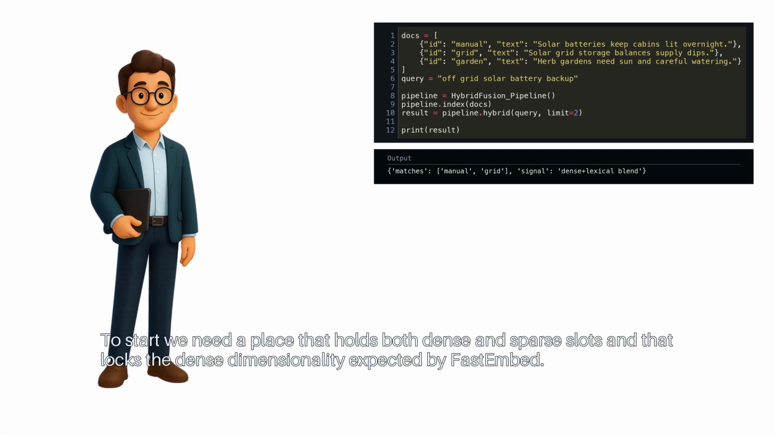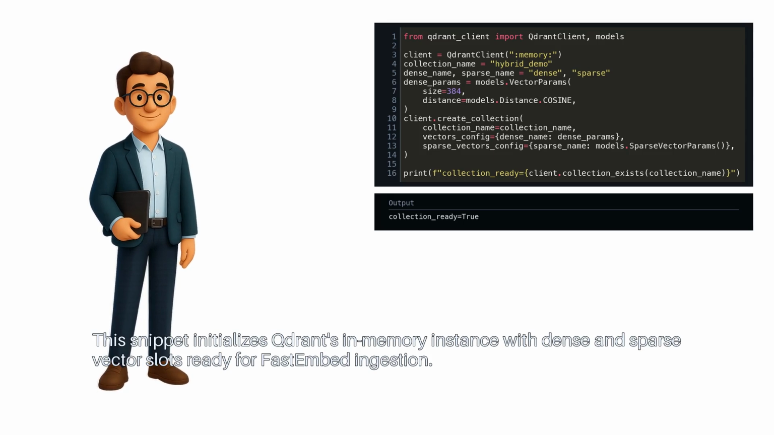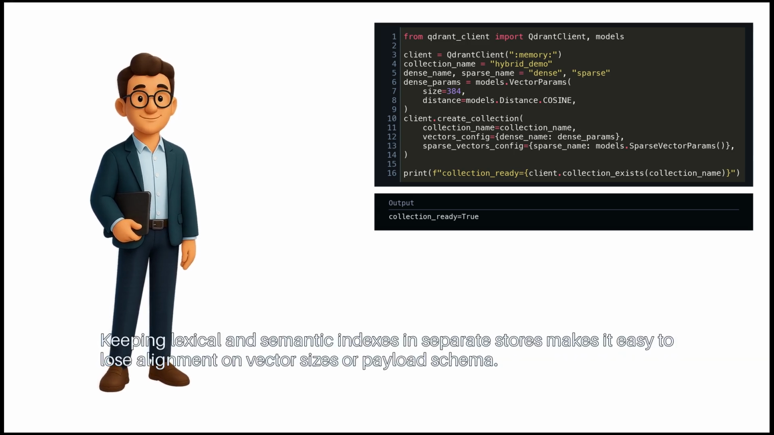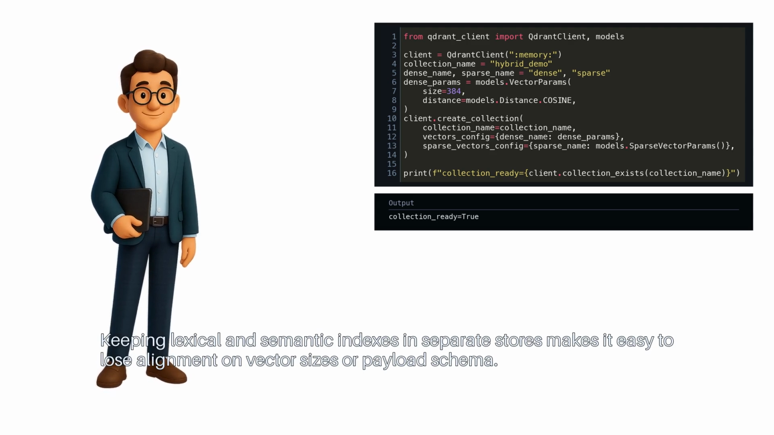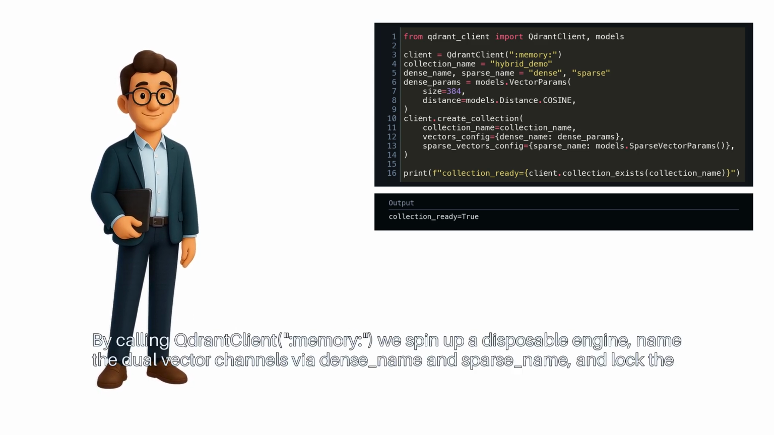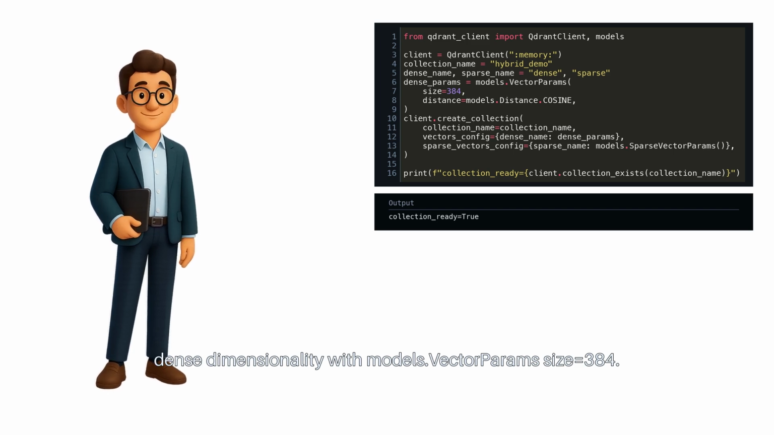To start, we need a place that holds both dense and sparse slots, and that locks the dense dimensionality expected by FastEmbed. This snippet initializes Qdrant's in-memory instance with dense and sparse vector slots ready for FastEmbed ingestion. Keeping lexical and semantic indexes in separate stores makes it easy to lose alignment on vector sizes or payload schema. By calling QdrantClient memory, we spin up a disposable engine, name the dual vector channels via dense name and sparse name, and lock the dense dimensionality with models.VectorParams size equals 384.